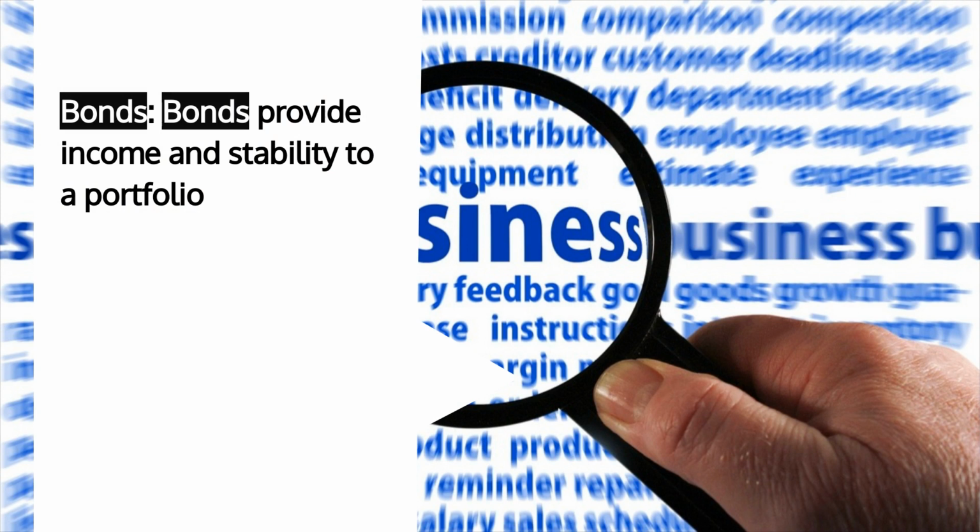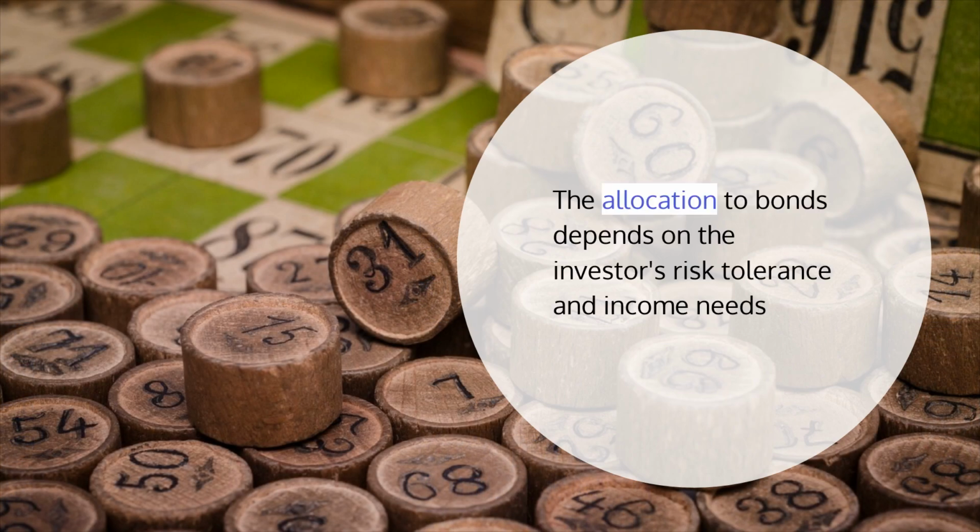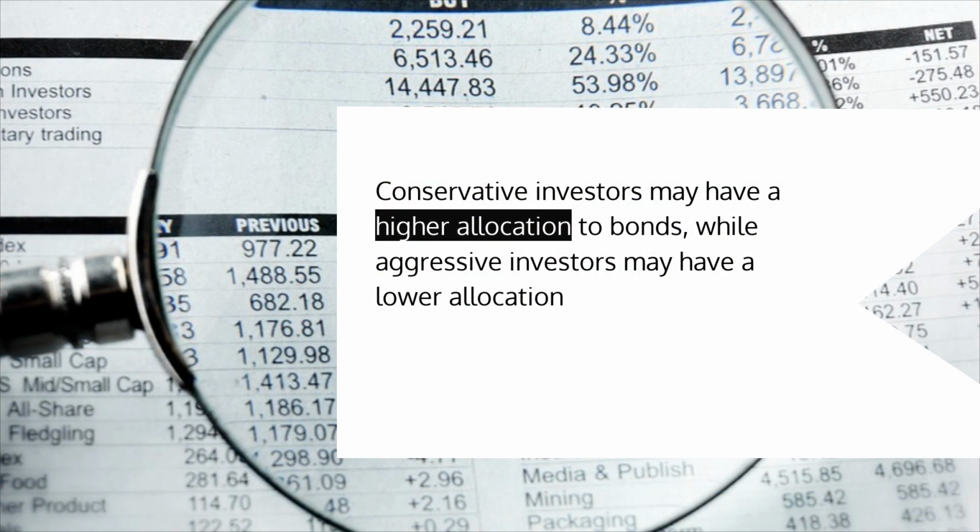Bonds. Bonds provide income and stability to a portfolio. The allocation to bonds depends on the investor's risk tolerance and income needs. Conservative investors may have a higher allocation to bonds, while aggressive investors may have a lower allocation.